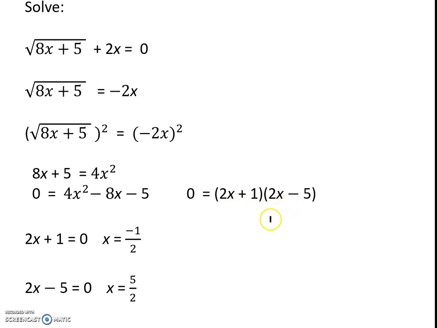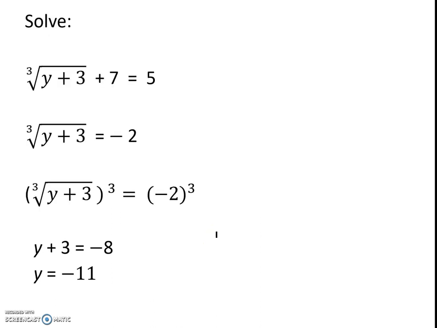5. Setting each piece of that equal to 0, we find that 2x plus 1 equals 0. Minus 1 to both sides, and then divide by 2, we find x is a negative 1/2. So the second part is our 2x minus 5 equaling 0. We take the 5 over to the other side and we divide by 2 to find the other solution to be 5/2.